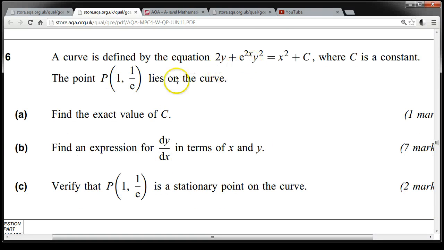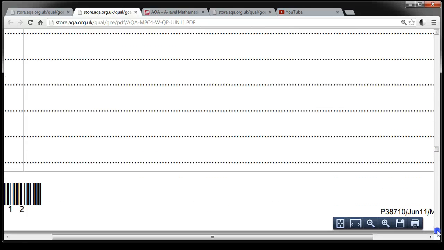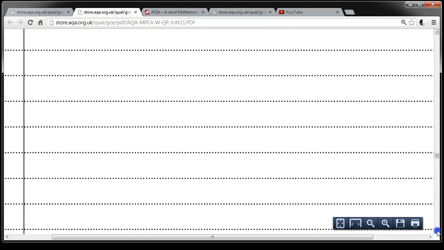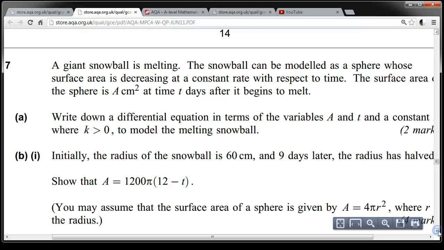This equation, implicit differentiation. Verify this lies on the curve, find the exact value of c, find dy/dx, and a stationary point. Nice verification there. So again, if you get it right, then it's happy days because you know the question doesn't need double checking.